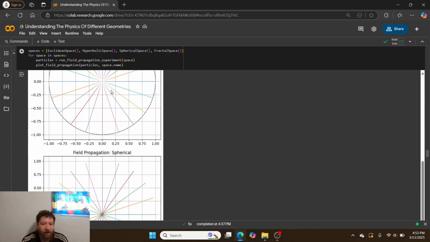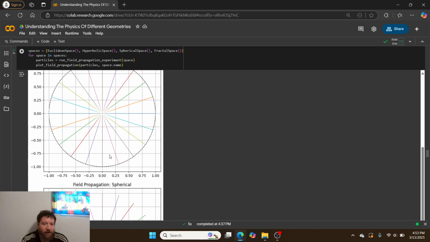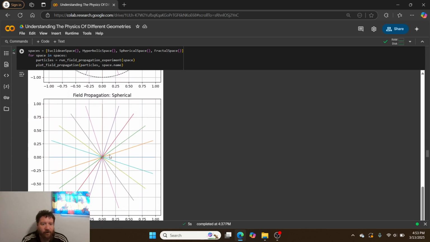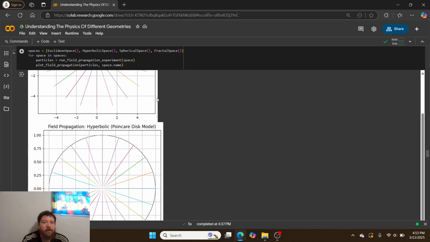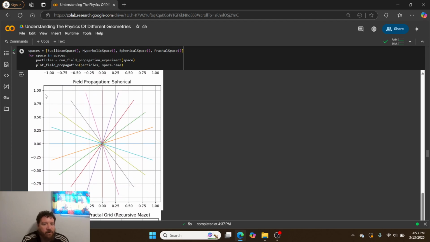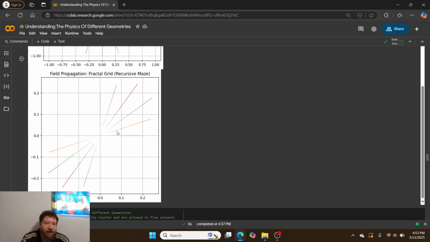So here's hyperbolic compared to spherical. In this instance, spherical actually looks really close to Euclidean, but if you notice the scale, pay attention to the scale of this graph, right? Euclidean is going up to about 4.5, almost 5, stopping out at 5 at the top, whereas the top at spherical is 1 across in either direction. And then again, fractal is doing its own thing.